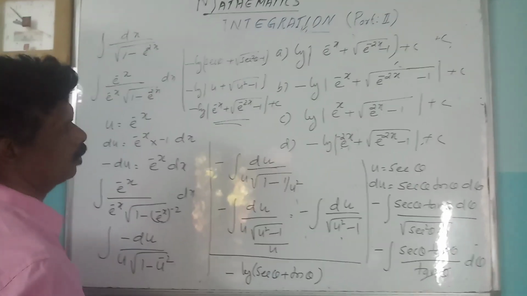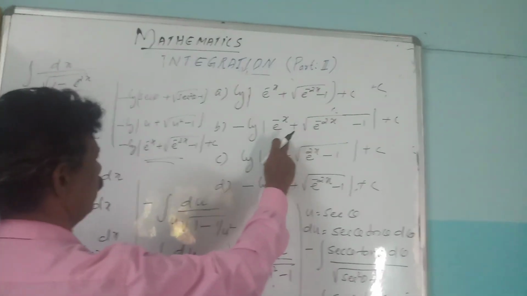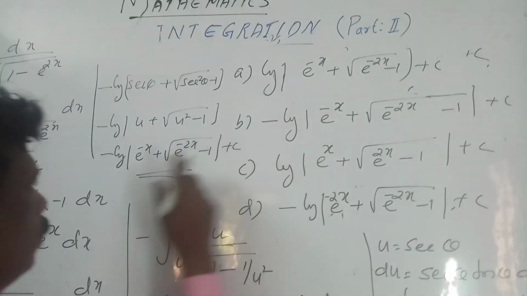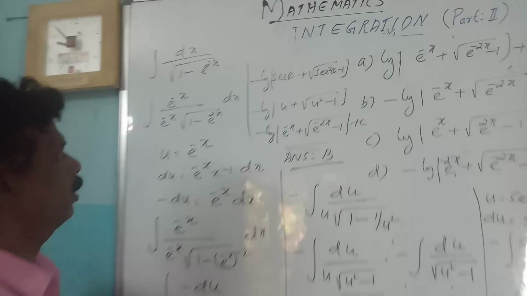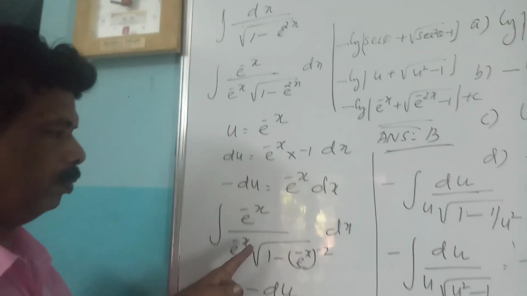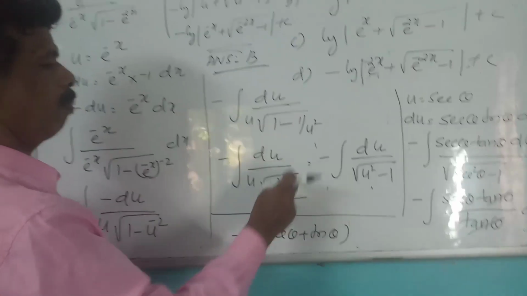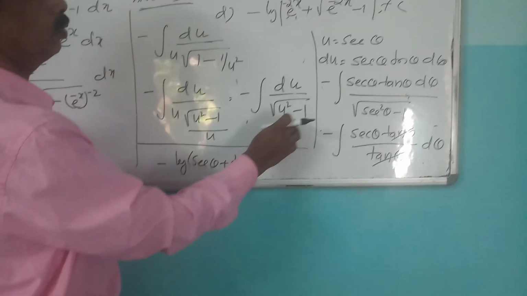Therefore, we can write this answer equal to answer B, minus log e raised to minus x plus e raised to minus 2x minus 1. So our choice is B. Here, put u, multiplying by e raised to minus x in numerator and denominator, and differentiate the term. Then we can cancel this term, minus u by u into root of 1 minus u square. But u raised to minus 2 means 1 by u square. Then take the LCM, and the remaining terms become minus of du by u square minus 1.